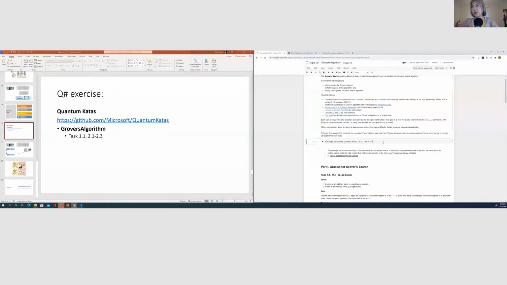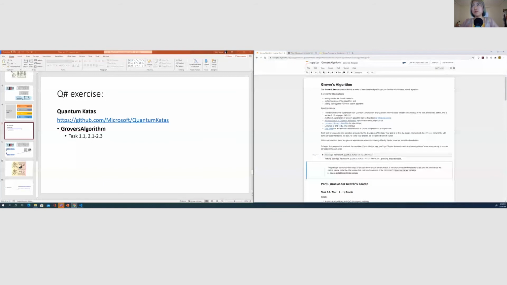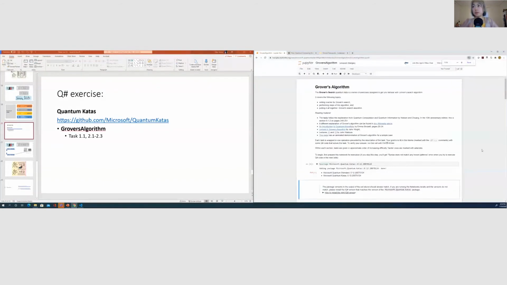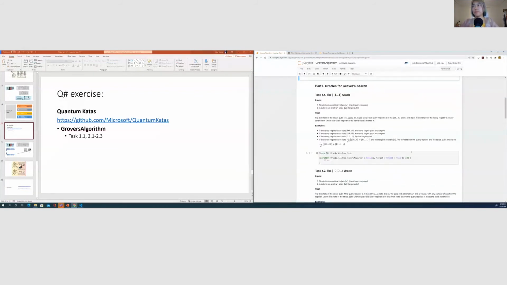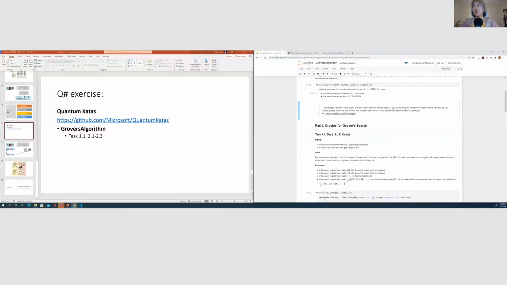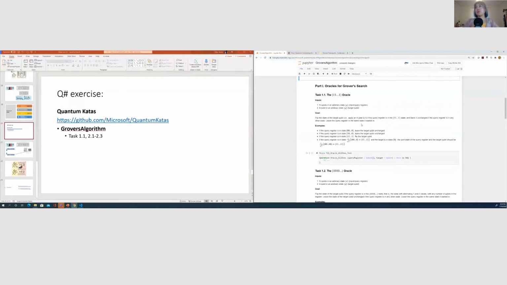Hopefully, Jupyter is not too slow. I mean, Binder is not too slow today. So when you open the Grover's algorithm on the katas, this is the non-installation option on Jupyter Notebook on the Binder. Feel free to read the earlier ones when you have time. So we're just going to go to task 1.1 here.